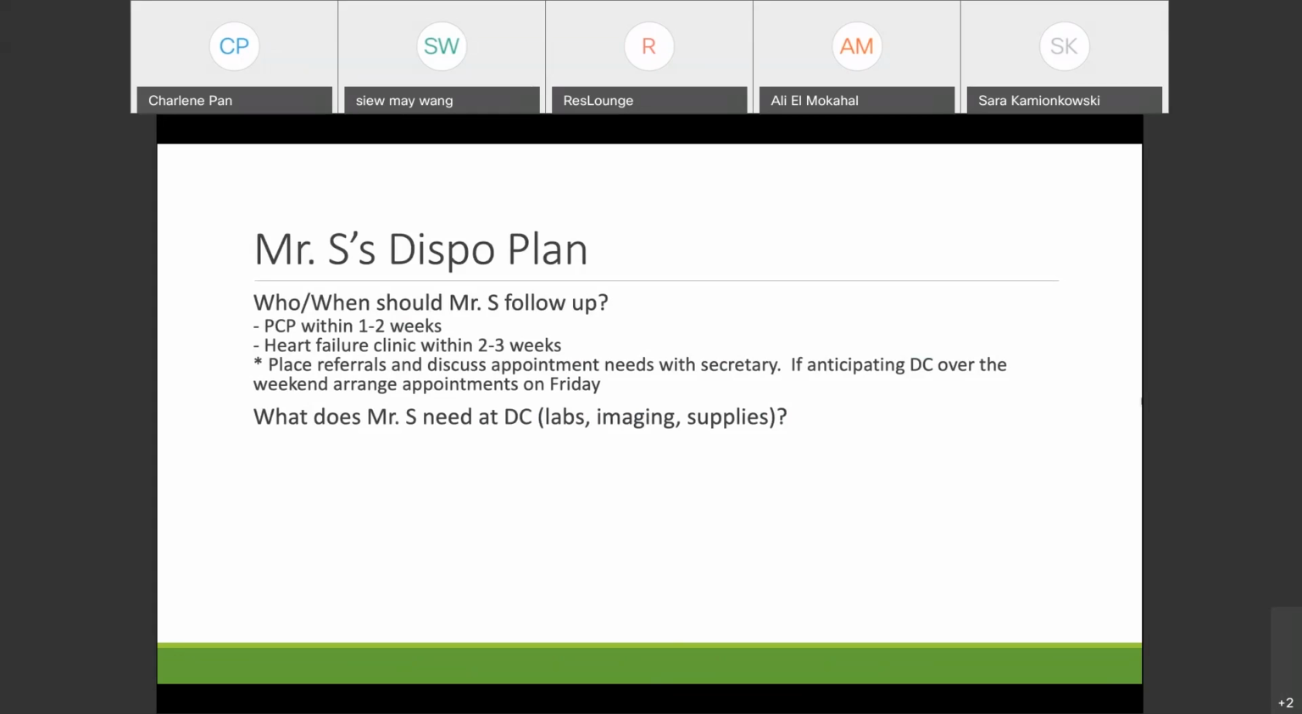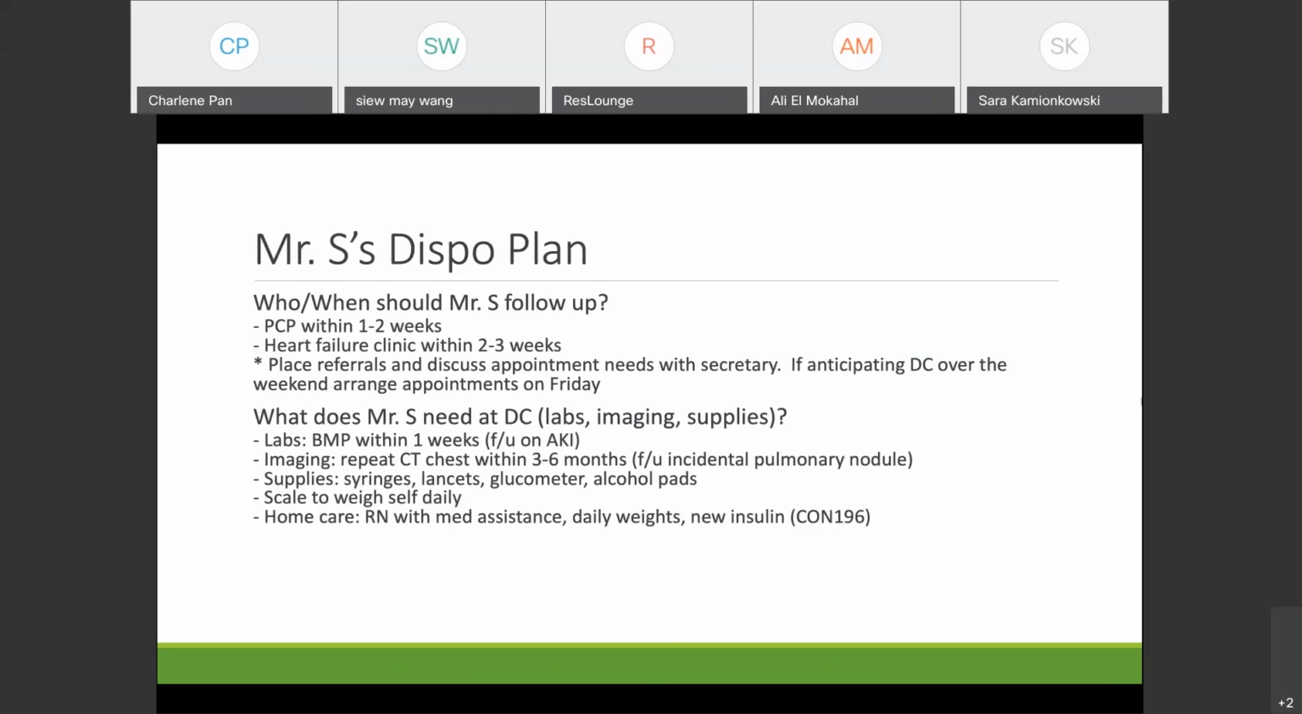And then in terms of what he needs at discharge, so labs, right? He had an AKI, so follow up with a BMP. All right. Imaging: repeat CT chest in 3 to 6 months for the pulmonary nodule. And then supplies. You're sending him home on insulin, right? This is new for him, so syringes. And then if he doesn't have his glucometer, you need to send all those supplies.